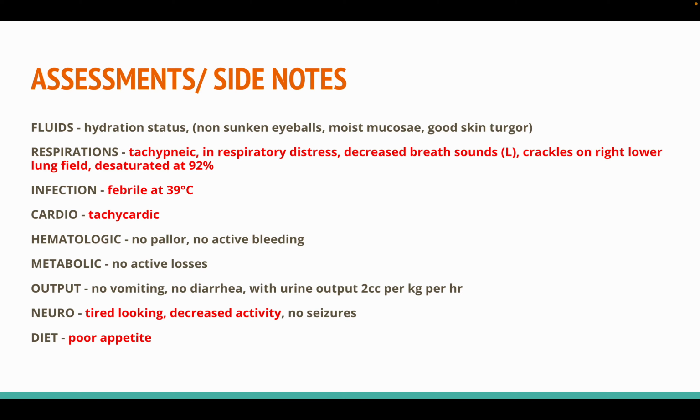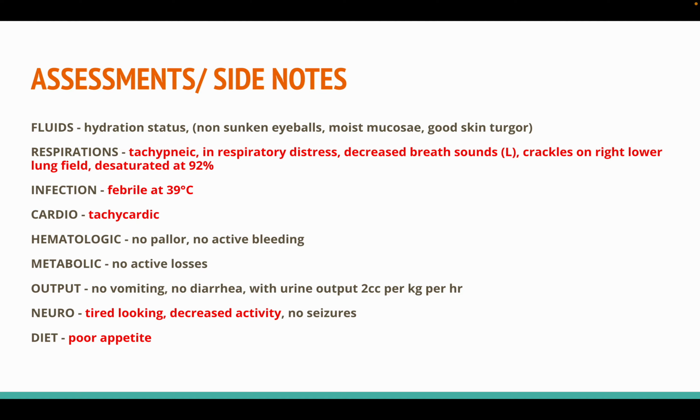Hematologic, meaning if there are signs of pallor, or if we have patients with active bleeding. For this patient, there is no pallor, no active bleeding. And then for metabolic, there was no mention of any fluid losses or any other volume losses for that matter. So, we place here no active losses. For the output, we can place no vomiting and no diarrhea, as per our examination and history.